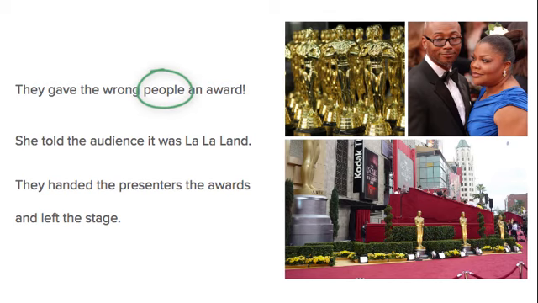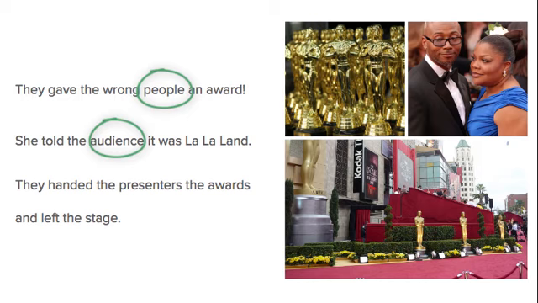She told the audience it was La La Land. She's the subject. Told is the action verb. What did she tell? She told it was La La Land. So it was La La Land as a word group is our direct object, but whom did she tell that to? Well, the audience. So audience is the indirect object in this sentence.